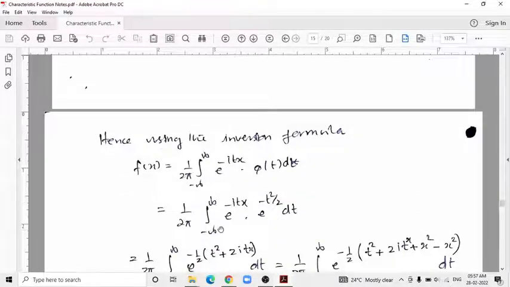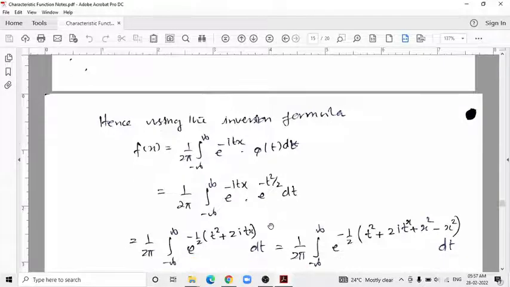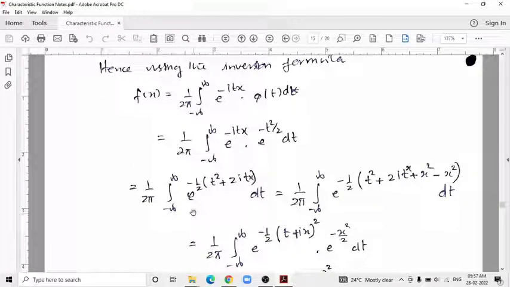So this is the equation. We have 1 by 2 pi integral minus infinity to infinity e raised to minus itx into phi t dt. So inserting the equation of phi t here, and then doing some simplifications, we get 1 by 2 pi integral minus infinity to infinity e raised to minus 1 by 2 into t square plus 2 itx dt. Next, our attempt is to bring a perfect square in the power of this exponential function. For that, we add and subtract an x square.